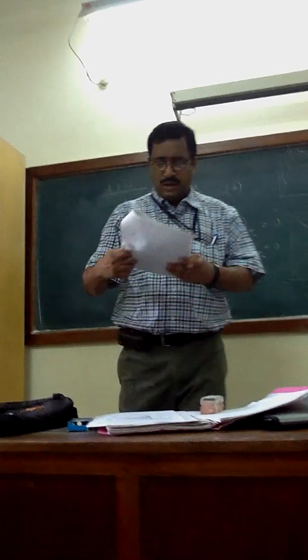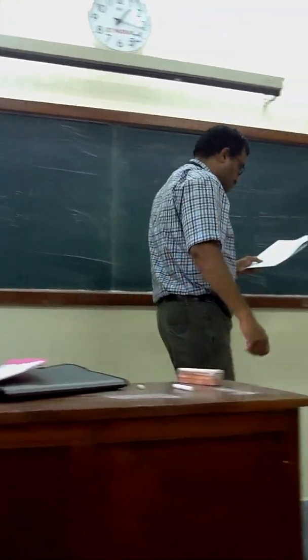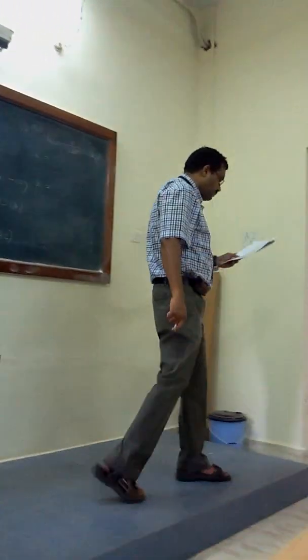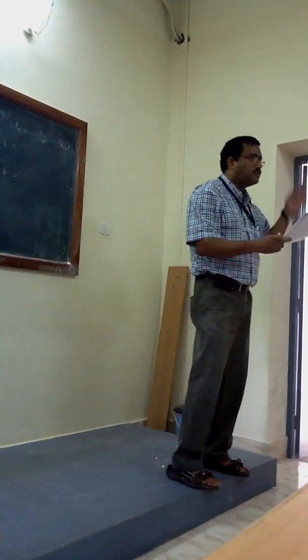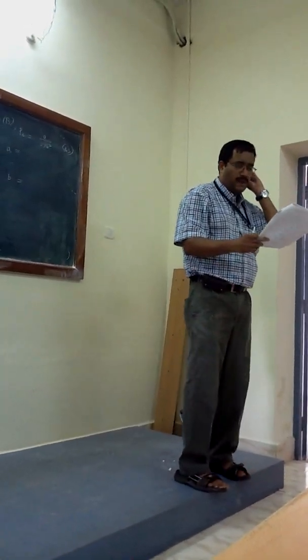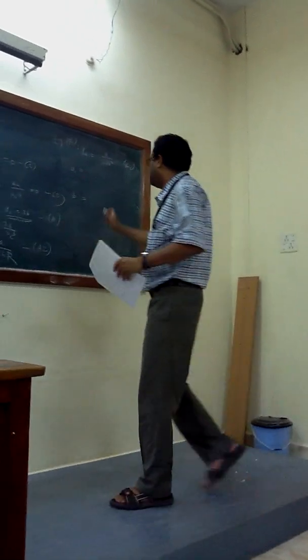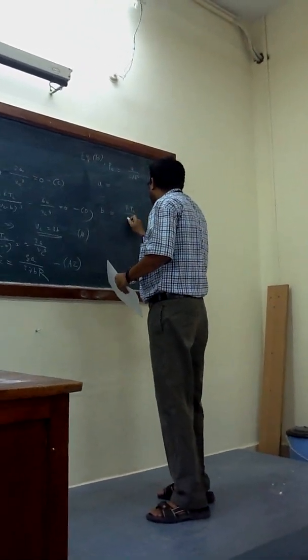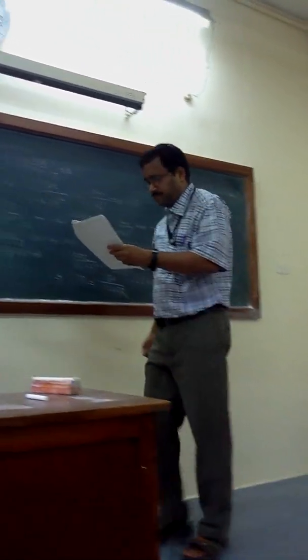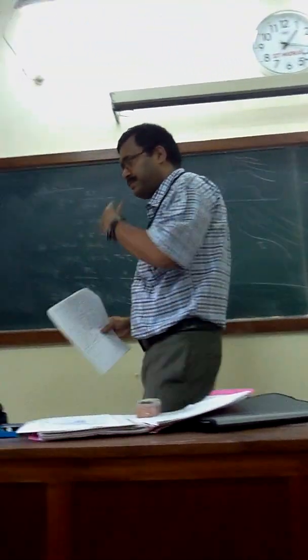B by R by 8? No, it is not that simple. It is simple, but B equals RTC by 8 PC. A equals to... now take equation A3.